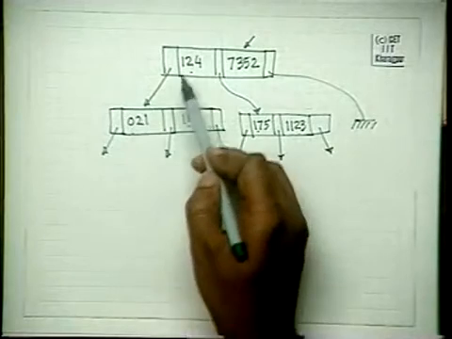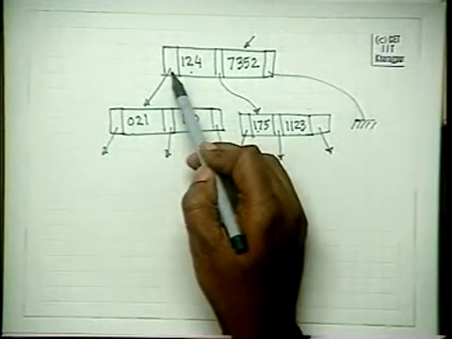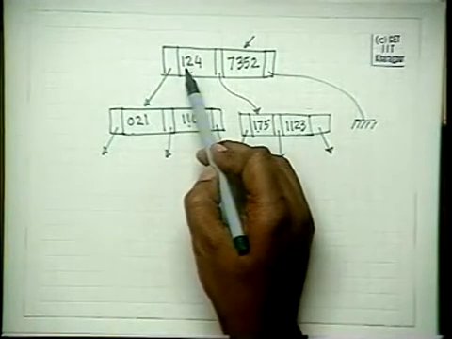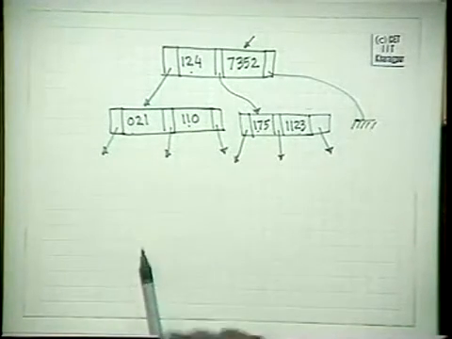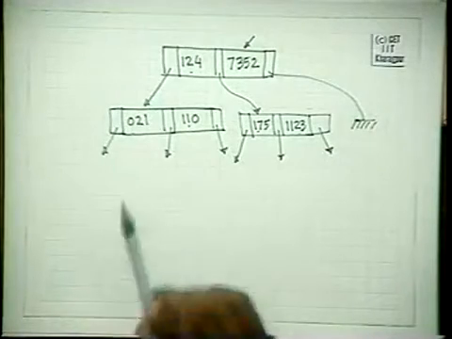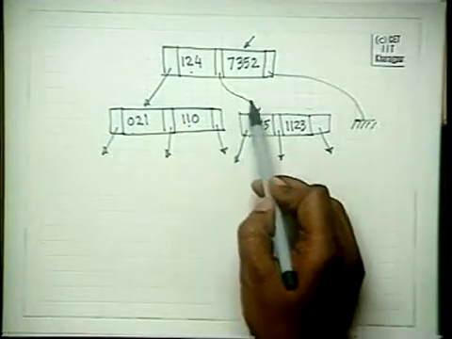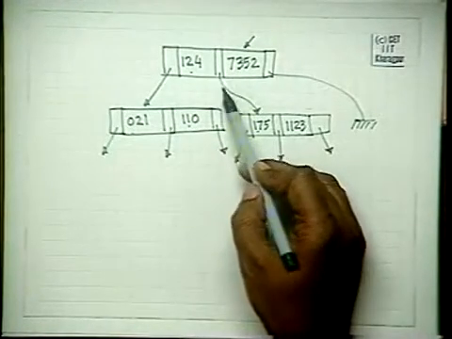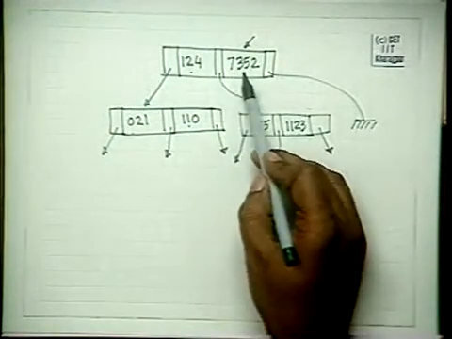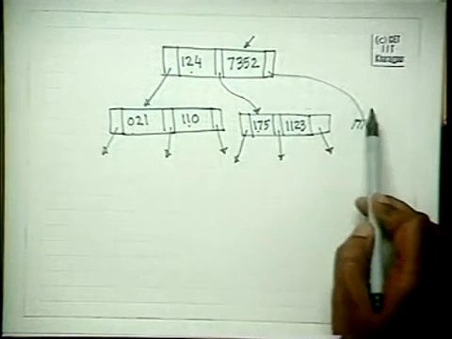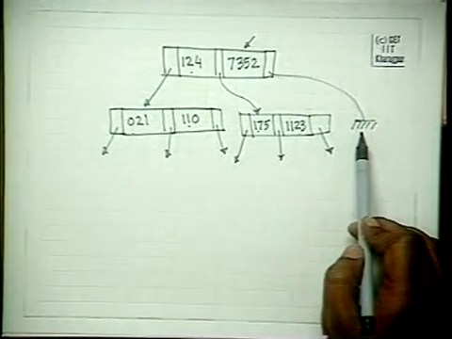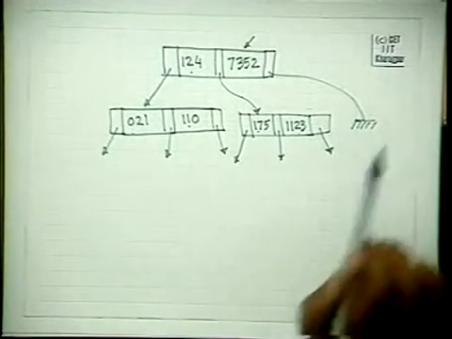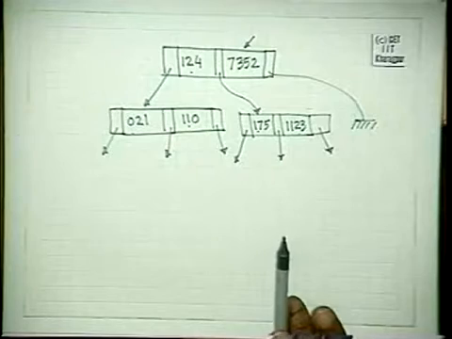Then this means that all those records which are here are less than 124, our convention. This is between 124 and less than 7352. And this is greater than or equal to 7352. And let us say this is null for the time being. This may be.